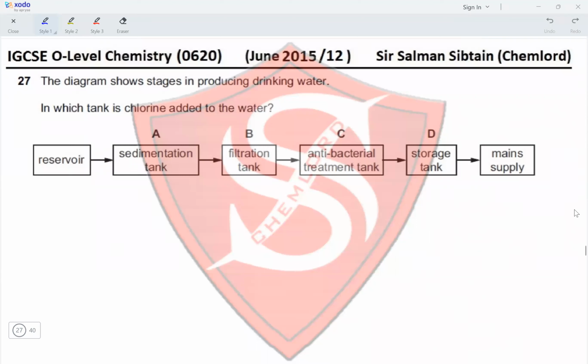Question 27. The diagram shows stages in producing drinking water. In which tank is chlorine added to water? Reservoir, sedimentation tank, filtration tank, antibacterial. Yes, this is where chlorine would be added to water to kill the bacteria. Then we have the storage tank and then we have mains supply. So the correct option for this question is option C.